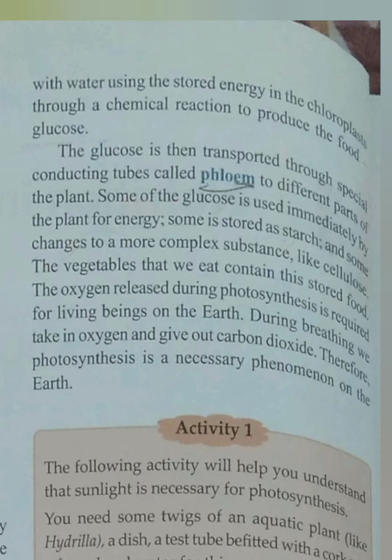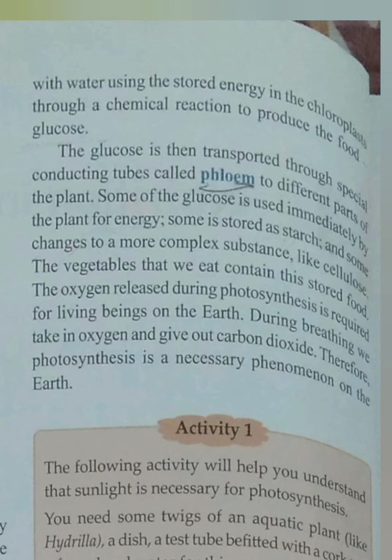glucose. The glucose is then transported through special conducting tubes called phloem to different parts of the plant for energy. Some is stored as starch and some changes to a more complex substance, like cellulose. The vegetables that we eat contain this stored food. The oxygen released during photosynthesis is required for living beings on earth.